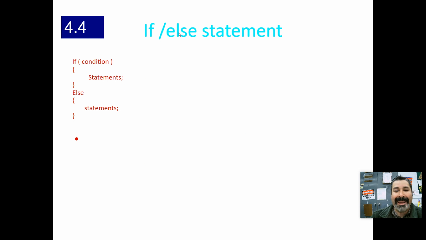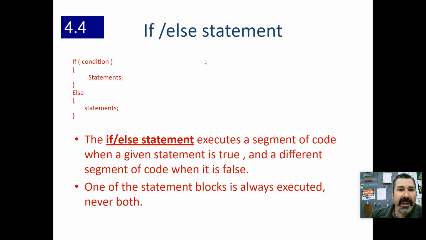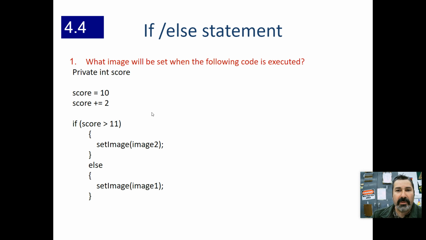All right, get out your handouts. Whenever we see the blue color, we know we need to get out the handouts. The if-else statement executes a segment of code when a given statement is true and a different segment of code when it is false. So if this is true, do this, otherwise do this. So this will happen or this will happen, not both. One of the statements is always executed, never both. So it's either this or this, never both. Write that down in your notes.